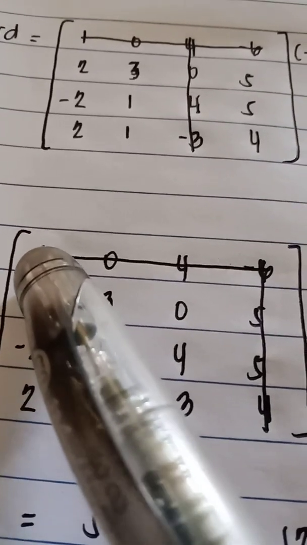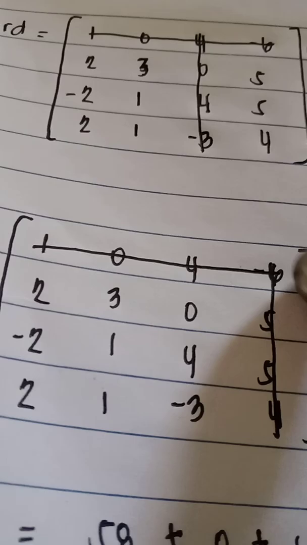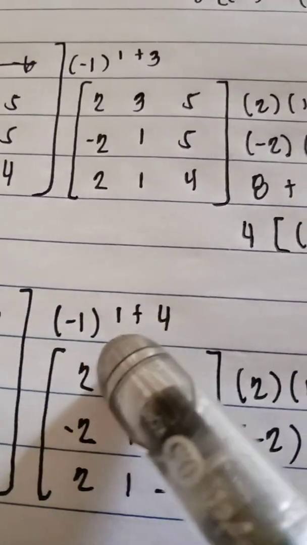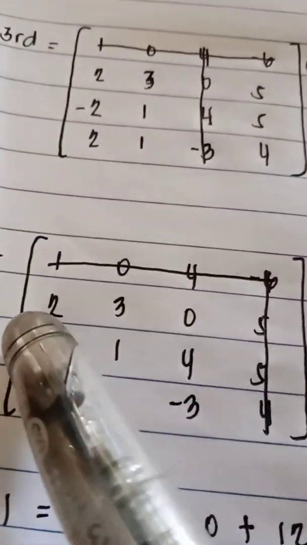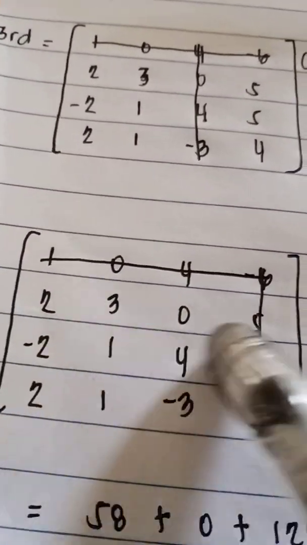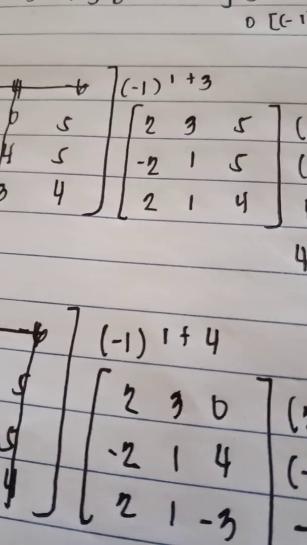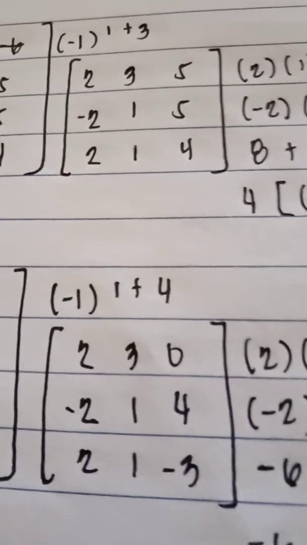So this time, we will eliminate the first row and the fourth column. So negative 1 to the power of 1 plus 4. The remaining numbers are 2, 3, 0, negative 2, 1, 4, 2, 1, negative 3. So it is the same process again. We will get the determinant of the 3 by 3 matrix.